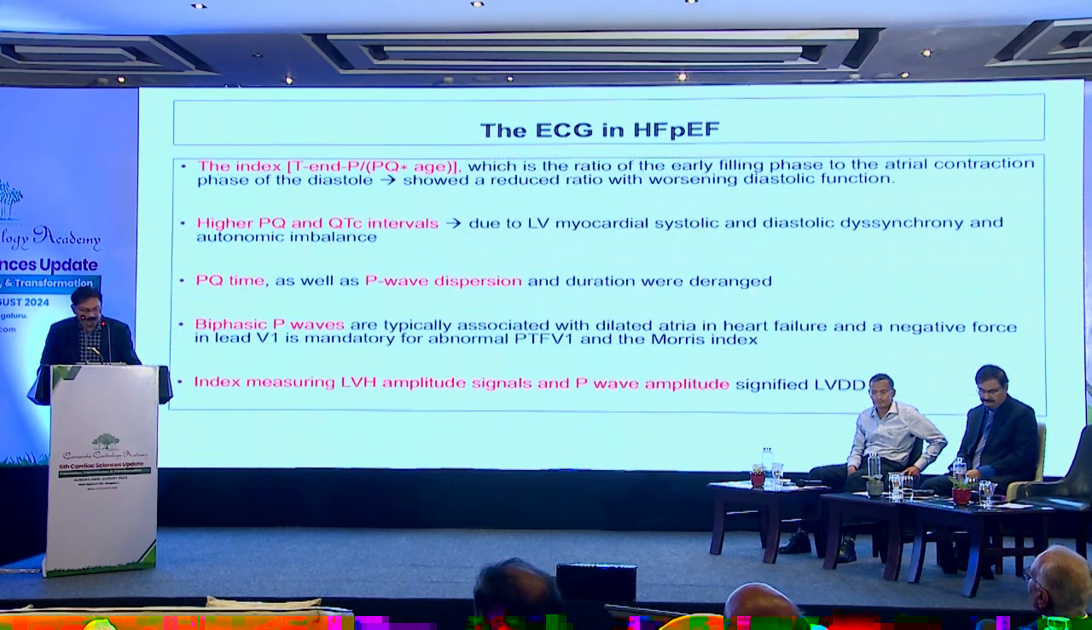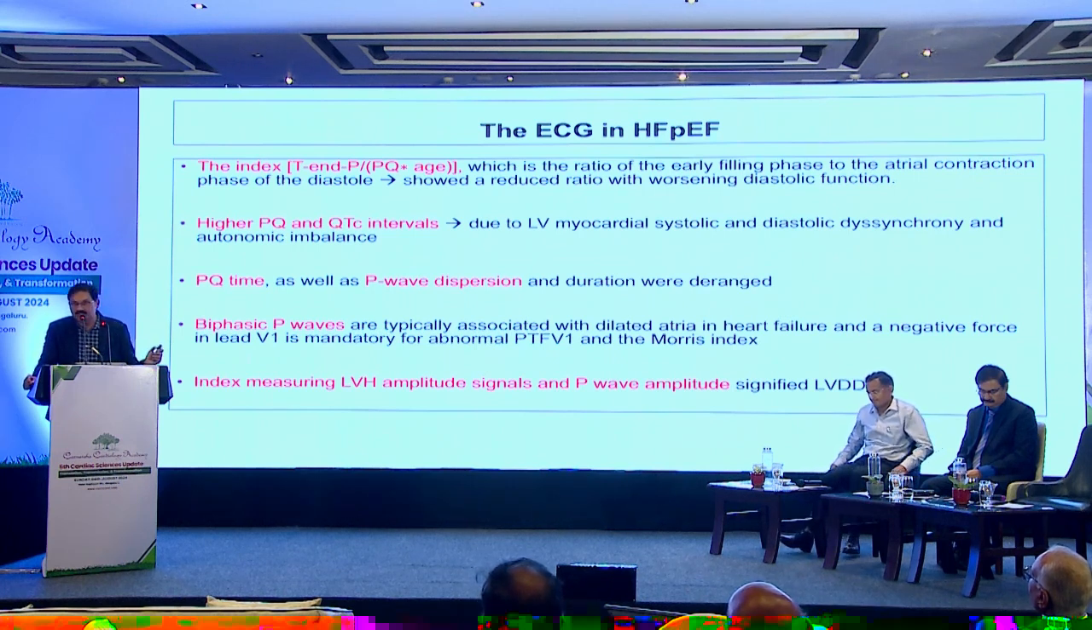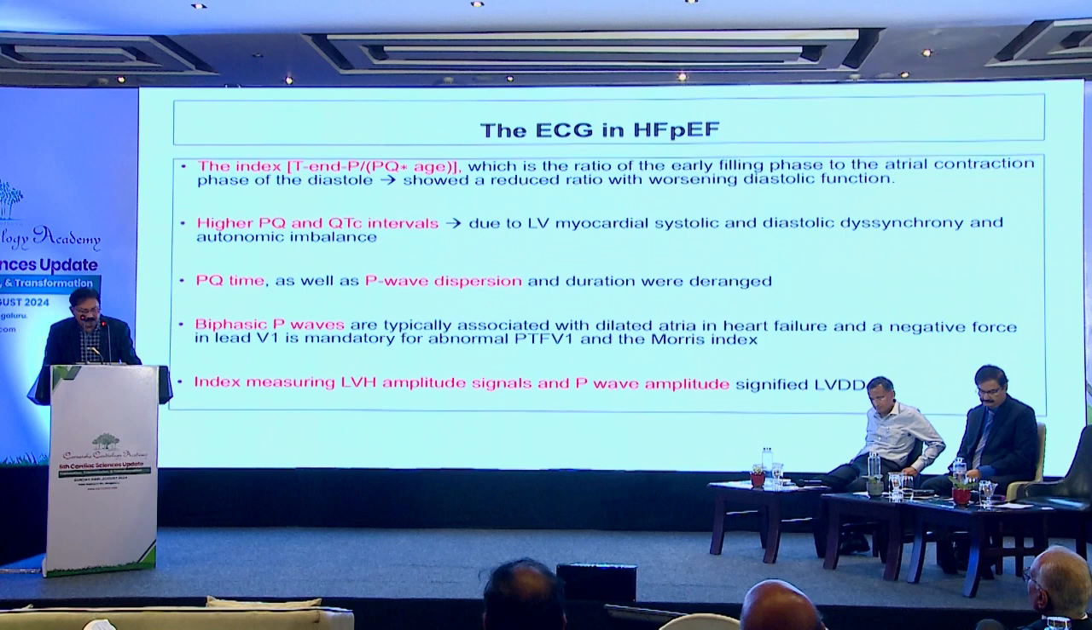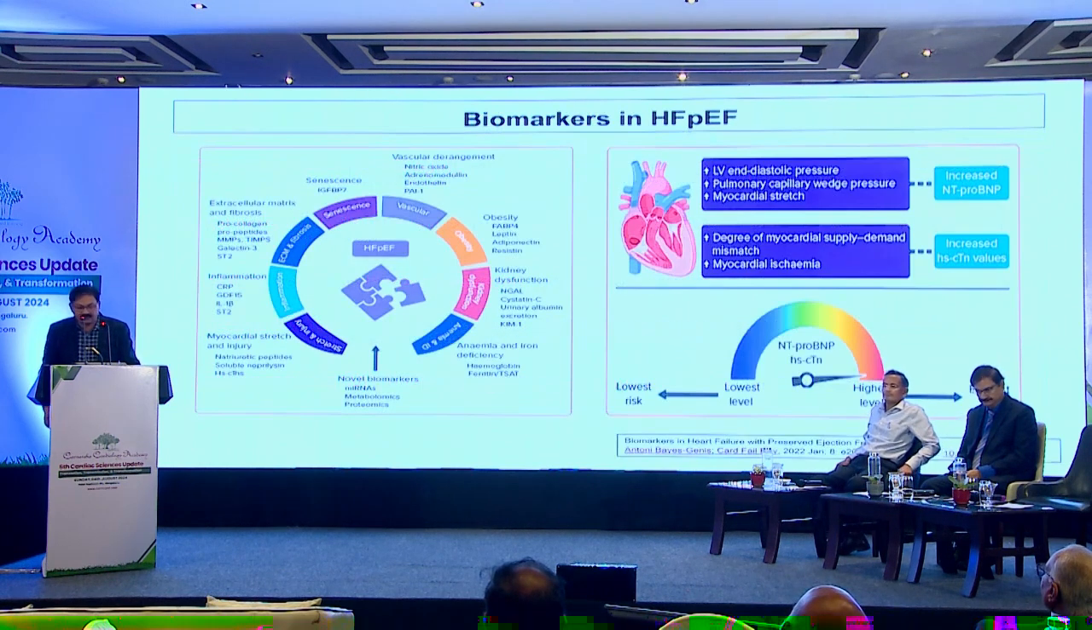I've just picked up a few, that is the index T end to P by the PQ into the age of the patient. This is supposed to be very sensitive and specific for heart failure with preserved ejection fraction. There is high PQ and QTc intervals, PQ time, P wave dispersion, biphasic P waves, which indicates the biatrial enlargement in such patients, and of course an index which measures the LVH amplitude signals, and the P wave amplitude also is supposed to be very sensitive and specific for heart failure with preserved ejection fraction.